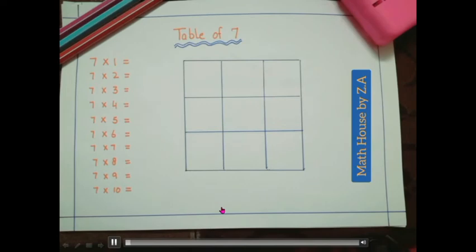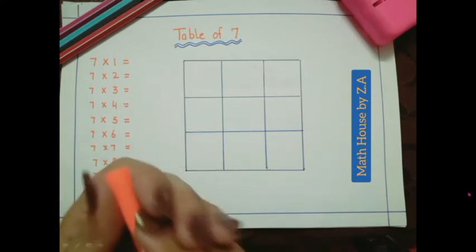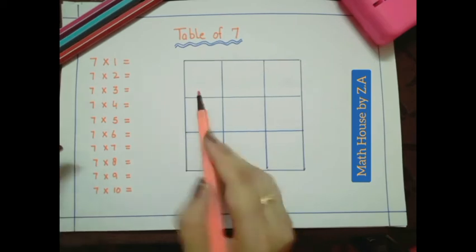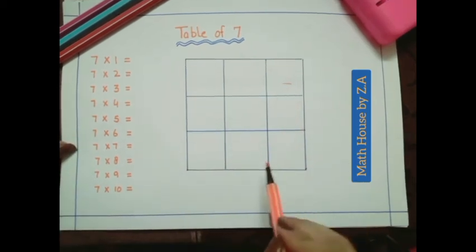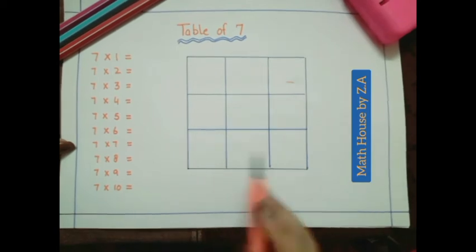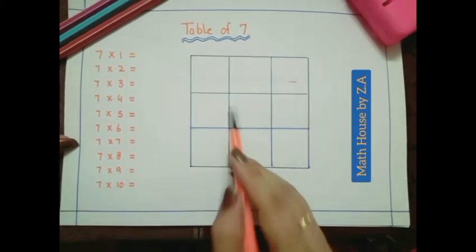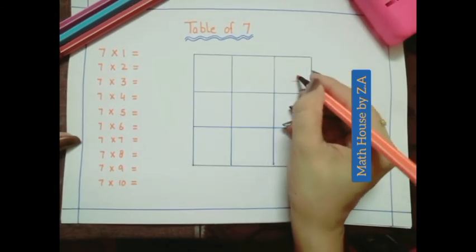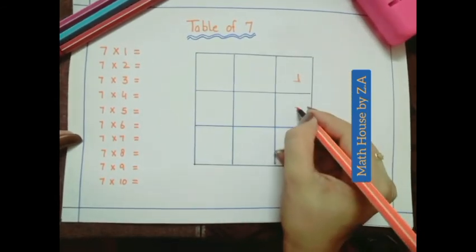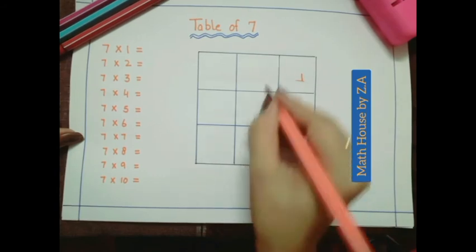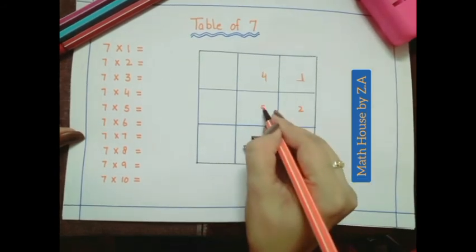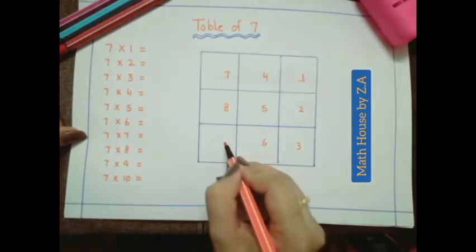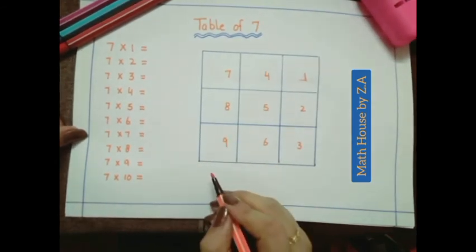It's time to learn the table of 7. For that, you need to draw a 3 by 3 grid table, and in each box you need to write the numbers from 1 to 9 from the top right corner. So writing here 1, 2, 3, 4, 5, 6, 7, 8 and 9.